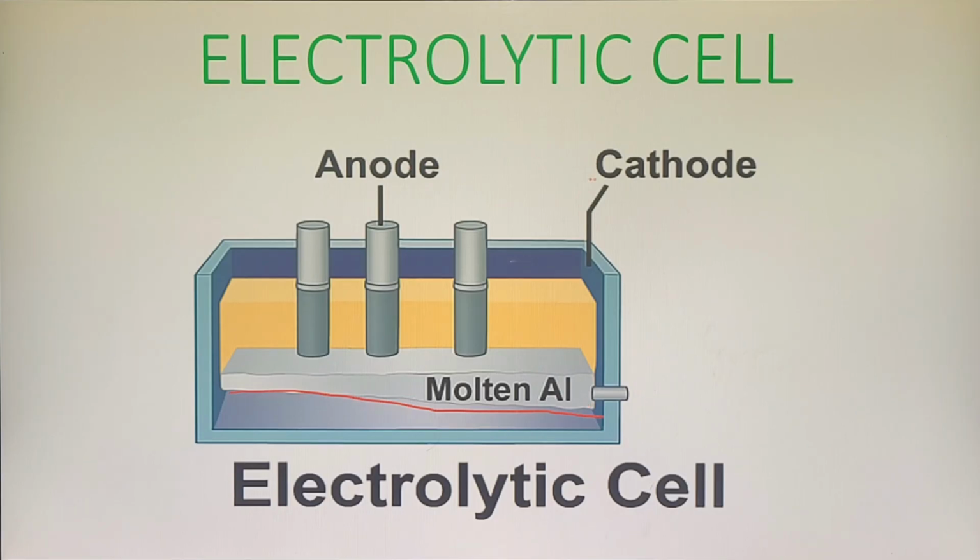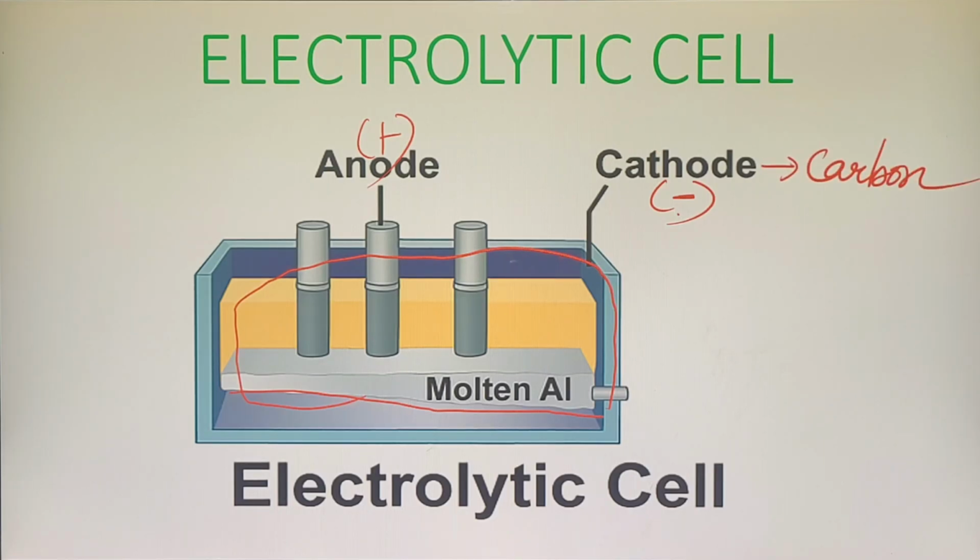Then, as usual, we require a cathode. What is a cathode? Cathode is negative, and we also require an anode which is positively charged. Now this whole electrolytic vessel becomes my cathode. That is, my whole container becomes the cathode. And what is the cathode made up of? Please remember, children, it is made up of carbon.